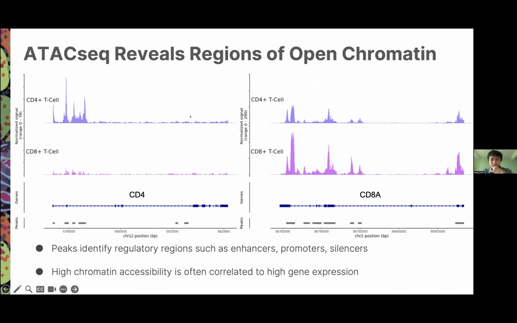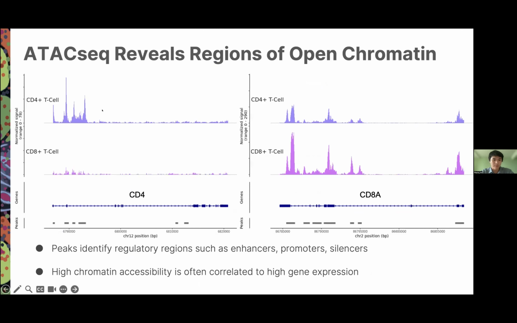And finally, ATAC-seq is powerful because the peaks show how open the chromatin is per cell. These peaks represent regions such as enhancers, promoters, and silencers. So with our multi-ome data set, we can see how exactly gene regulation relates to gene expression. High chromatin accessibility is often correlated to gene expression.